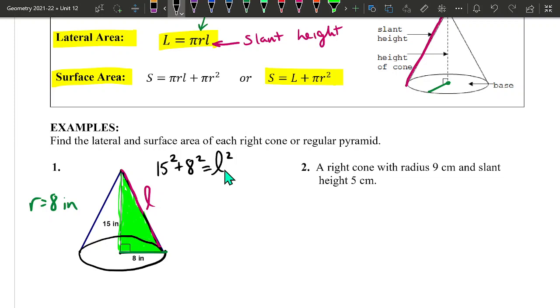Eight squared plus 15 squared in the calculator gives me 289. L? Slant height. You can put C if you want to. I put L because it's the slant height. I use a cursive L because if I used a regular print L, it would look like 1. But it's an L. It's a cursive L.